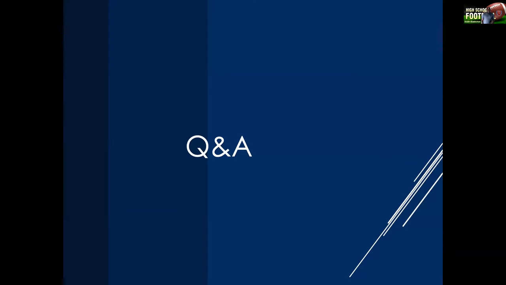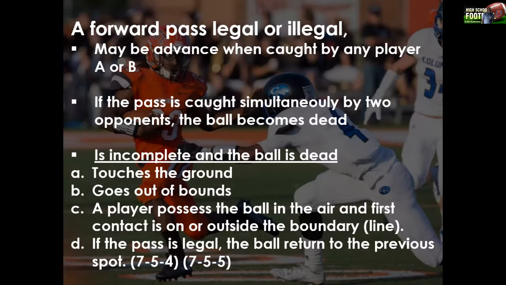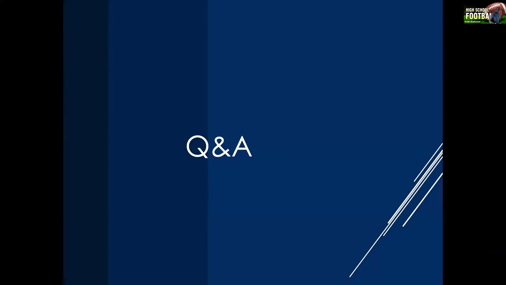All right, oh, I'm sorry. The last one there is, if the pass is legal and it's an incomplete pass, the ball returns back to the previous spot. Unless, I don't know all the stuff in there, but it says unless it's fourth down. Right. So that's it, guys. Thank you for allowing me to finish Rule 7. I know it's like 9:20.